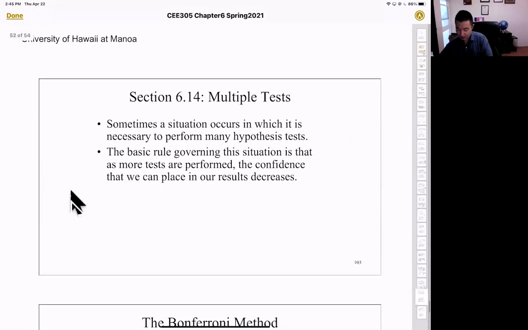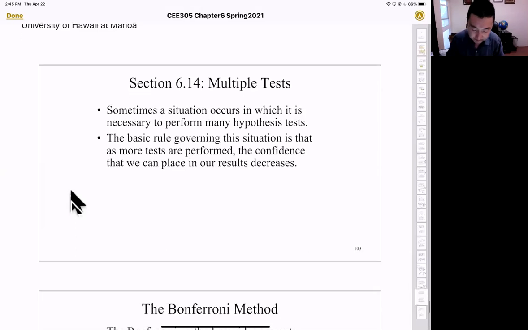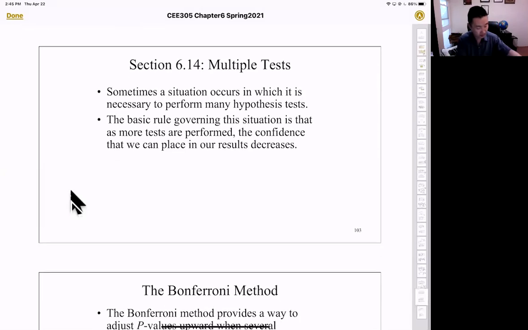All right. The last two sections for chapter 6 are pretty short. Section 6.14, as you can see, we skip some of the sections, which are not very important. So right now we are at section 6.14, multiple tests. Sometimes it is necessary to perform many hypothesis tests.